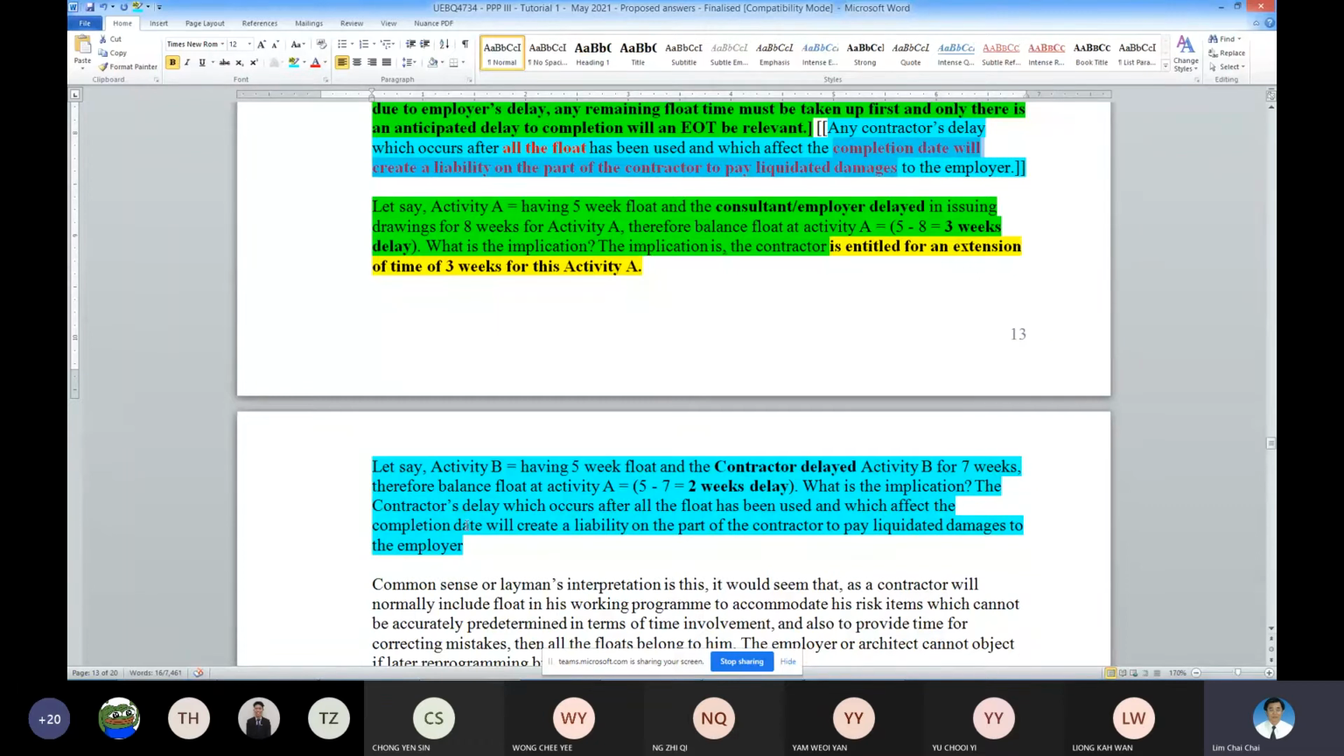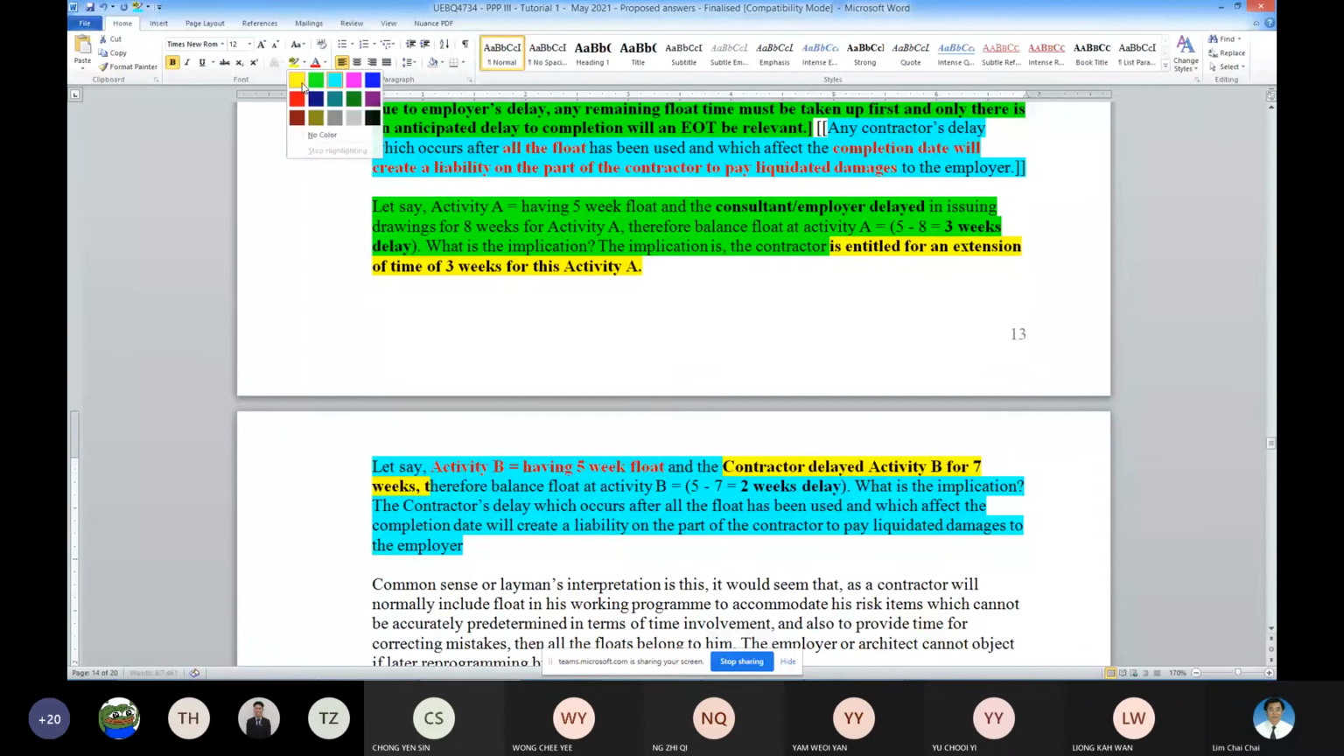This activity is B here. Let's say activity B has 5 weeks float. I just use a simple example again. Now the contractor delays activity B for 7 weeks. So this delay is due to the contractor, 7 weeks. The float is 5 weeks minus 7 weeks, then the contractor delayed this activity B by 2 weeks.